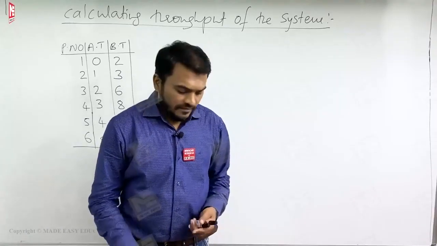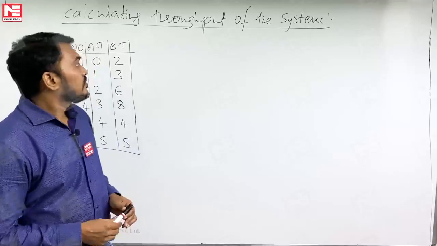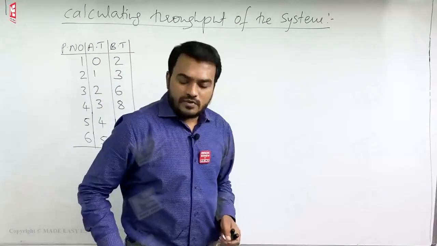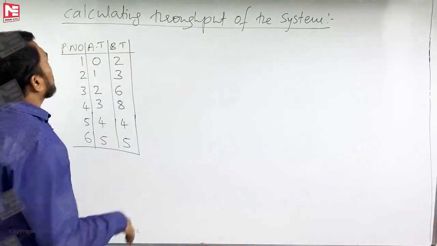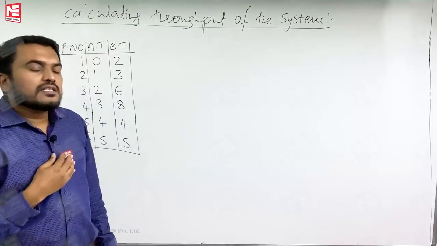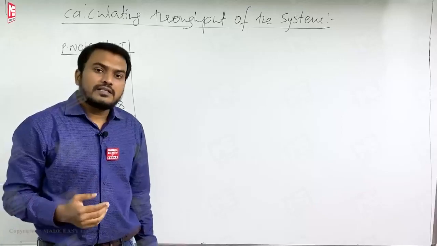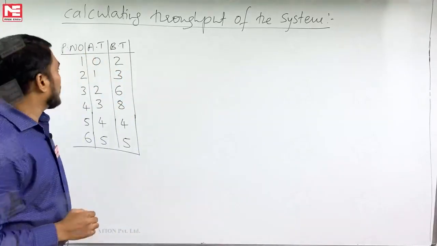Dear students, next we'll discuss how to calculate throughput of the system. We are almost going to finish CPU scheduling, so let's discuss the last parts: calculating throughput of the system. Till now we discussed how to calculate average turnaround time and waiting time, but we have not seen how to calculate throughput of the system.